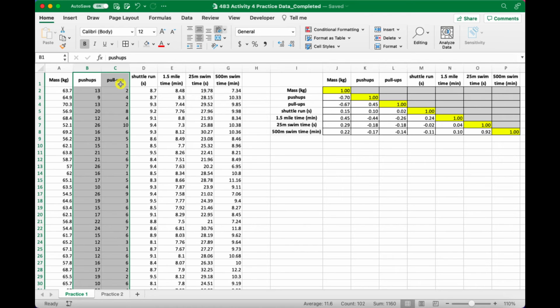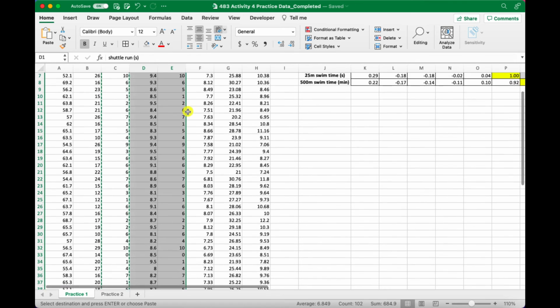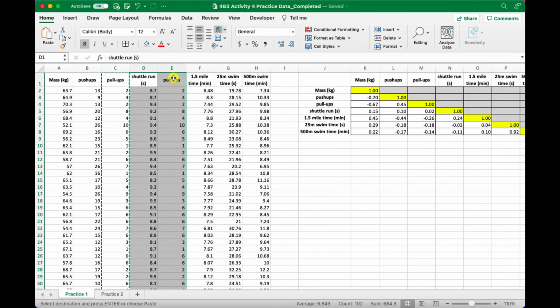Now you'll recall when you make a scatter plot, the order in which you highlight your variables does impact how they go into your graph. So the x variable should be on the left, the y variable should be on the right. If, for example, we were creating a scatter plot between pull-ups and shuttle run, where shuttle run was the x variable and pull-ups was the y variable, then it might be a good idea to insert your data such that your x variable is listed first and then your y variable follows.